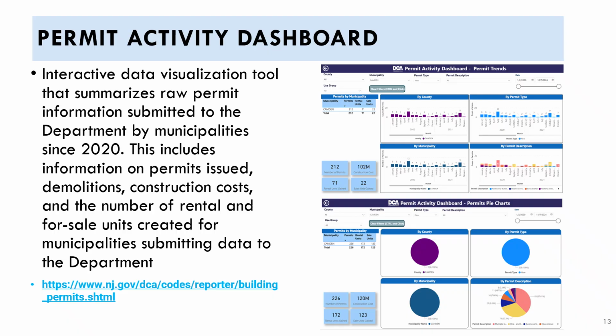Our next resource is the Permit Activity Dashboard. This is an interactive data visualization tool that summarizes raw permit information that has been submitted to the Department of Community Affairs by municipalities since 2020. This includes information on permits issued, demolitions, construction costs, and the number of rental and for sale units created for municipalities submitting data to the department. You can view activity through a series of bar graphs and pie charts showing you what kind of development has happened within your community, what the construction cost of that is, and how many rental and sale units were gained as a result.